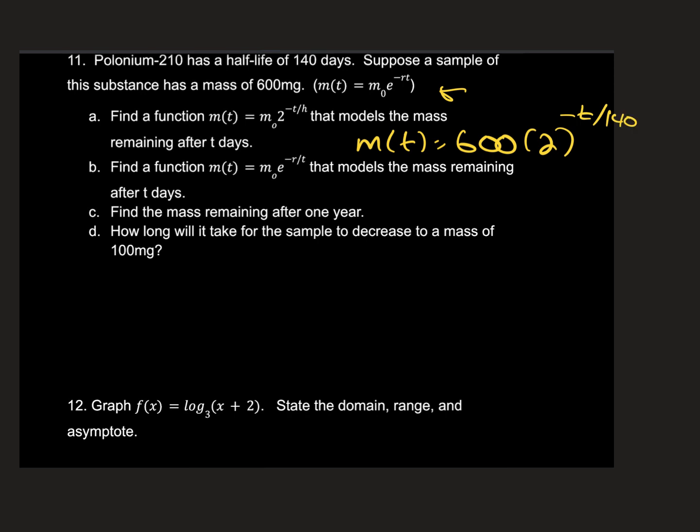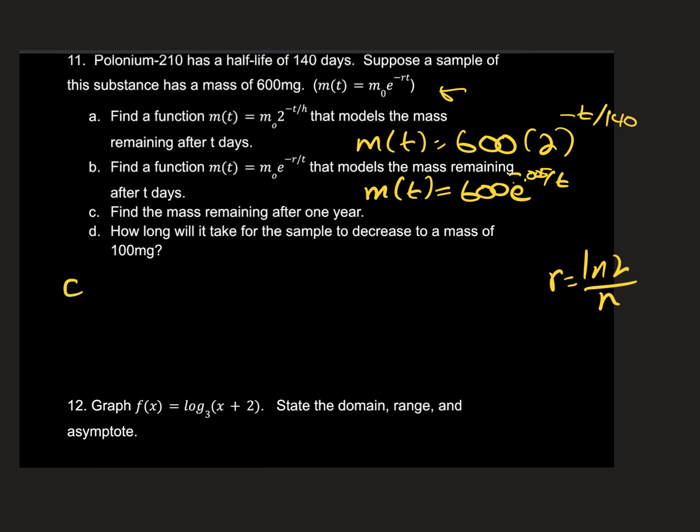All right, part B tries to get you a little bit different way, the other model. So I'm going to do M(t), initial amount is still 600, e to the negative r t. Now, I don't know what t is. That's going to be down here. Negative r. The way you find r is always this formula. You do natural log 2 over h, which is the half-life. So I'm going to do natural log 2 divided by the half-life. The half-life was 140. I'm getting 0.005. So I'm going to go negative 0.005 because the formula has a negative sign. So that's part A and B.